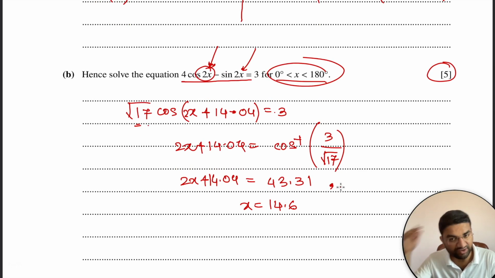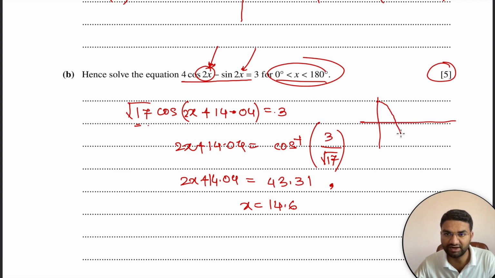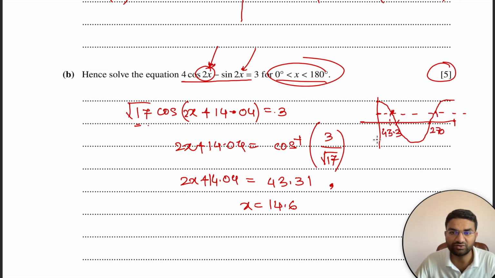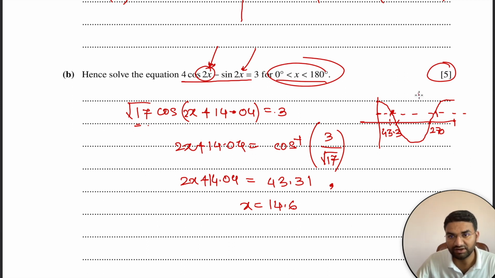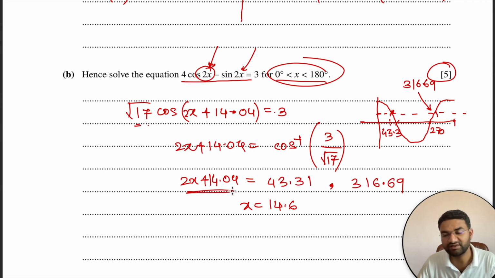Take the next value from the cos graph. The cos graph is like this: 90, 180, 270 and 360. Around 3 upon root 17, the intersection point is 43.3, and 360 minus 43.31 gives the second value, 316.69. Again you have to compare this value.